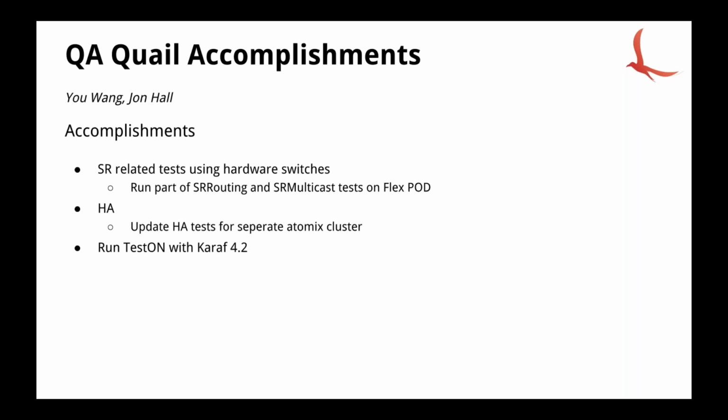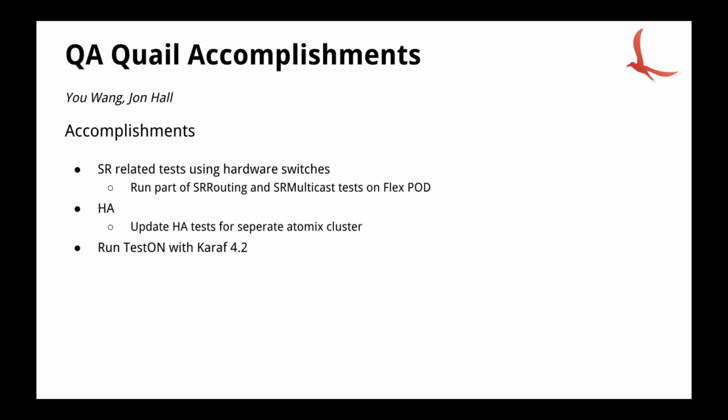So for the Quill release, QA worked on the following items. The first, we migrated some of the segment routing and segment routing multicast tests from Mininet to FlexPod, which runs with hardware switches and hosts. And we demonstrated that feature. You should be able to find the demo in the Peacock milestone number 2 review meeting recordings.